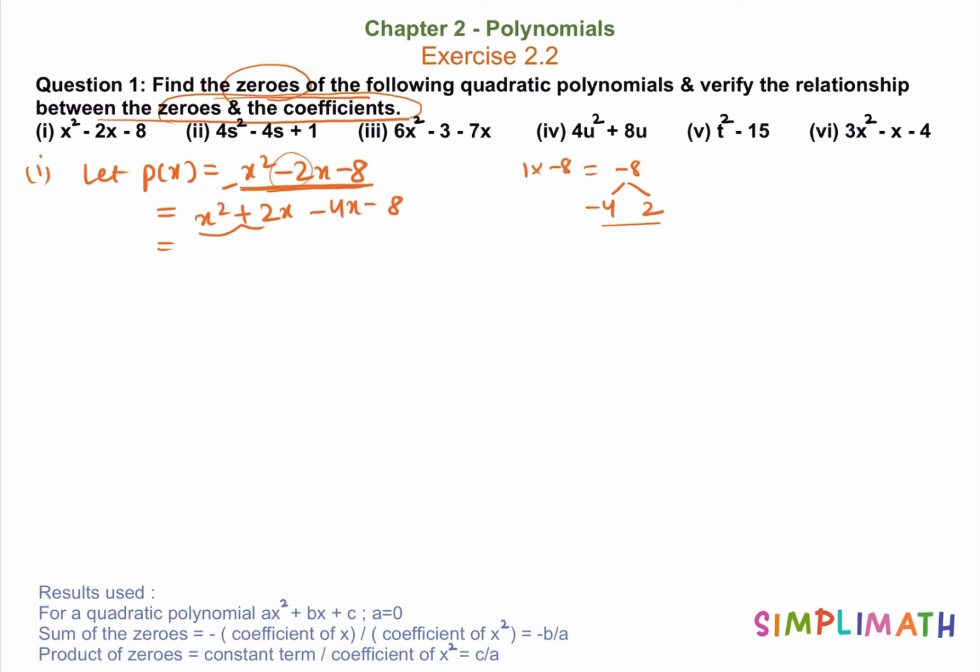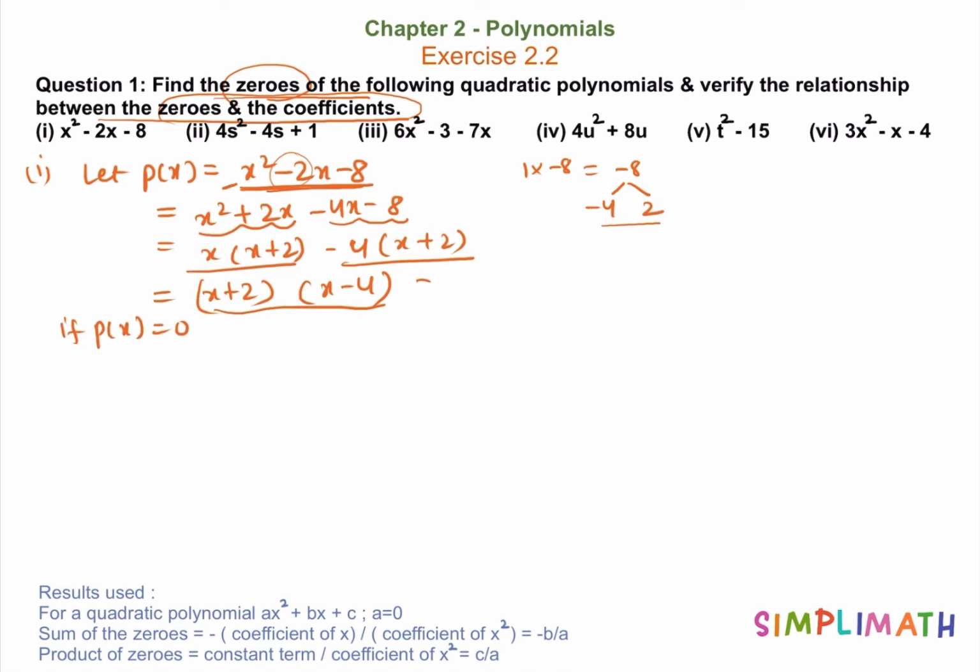Okay, so if we consider these two terms, what do we get common? We get x common and we are left with x plus 2, and from these two terms we have minus 4 common and we are left with x plus 2. So from these two terms, what do we get common? X plus 2, and what are we left with? X minus 4.